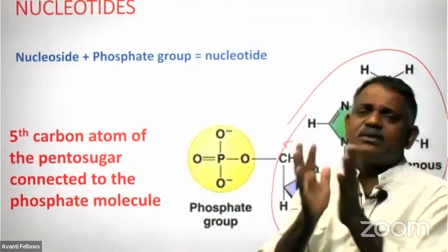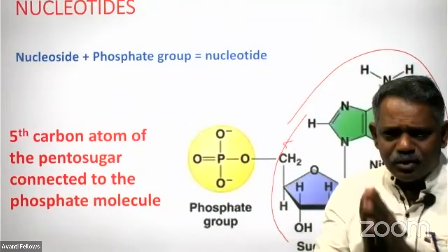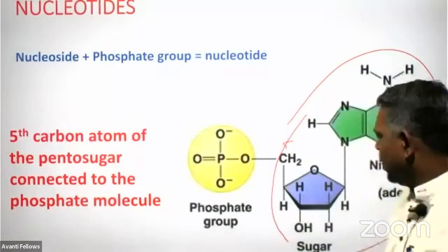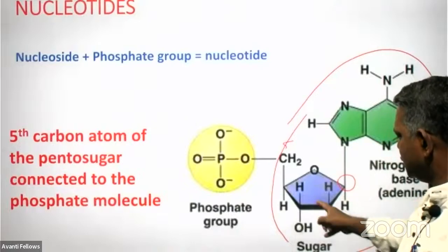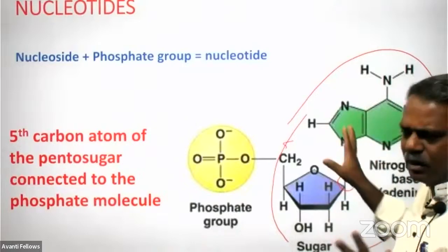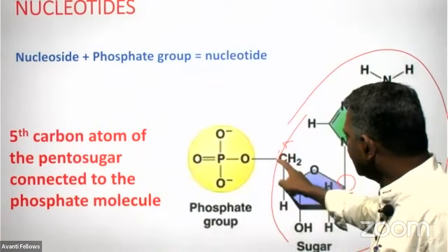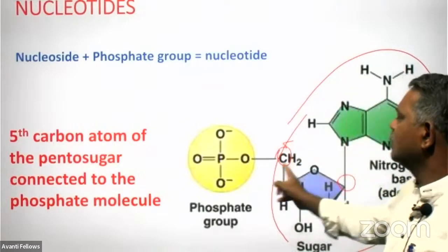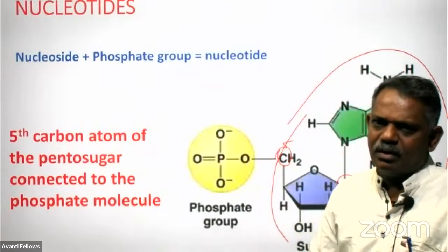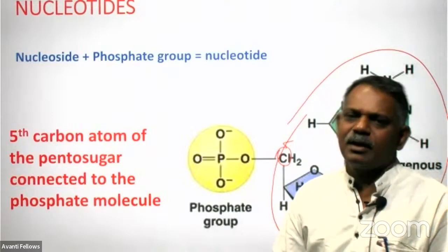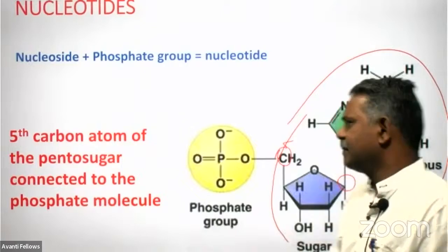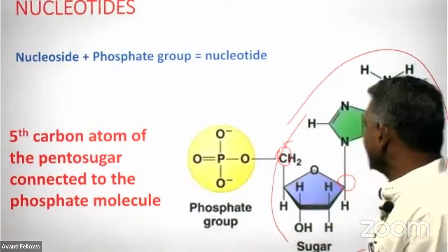All the three components of nucleic acids are joined together here. The first carbon atom of the pentose sugar is connected to the nitrogenous base, and the fifth carbon atom of the pentose sugar is connected to the phosphate molecule, in all cases, both in DNA and RNA. We will move to another one.